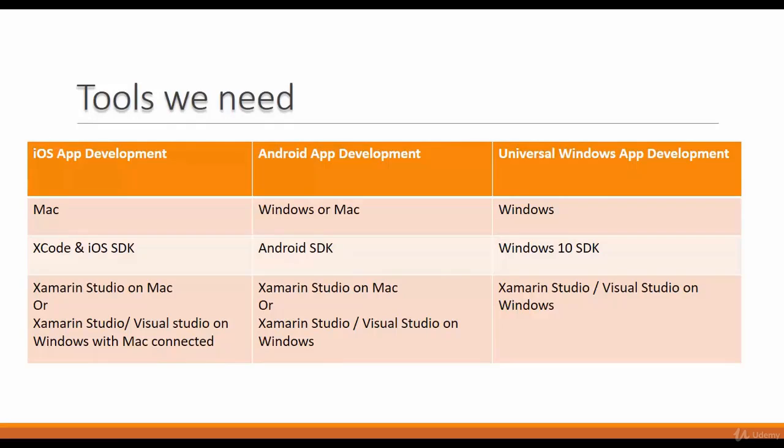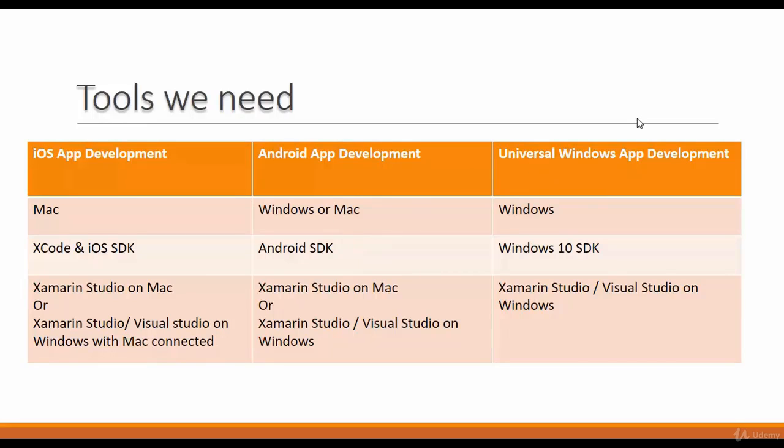Later we will see the different tools we will need to create Xamarin Forms based applications. Well, if I am doing iOS app development, then a Mac machine is a must-have. We cannot do iOS development on a Windows machine or on a Linux machine, and on a Mac machine Xcode and the iOS SDK must be pre-installed. Similarly, for Android app development, we can develop either on a Windows machine or on a macOS machine, and it needs the Android SDK to be pre-installed.